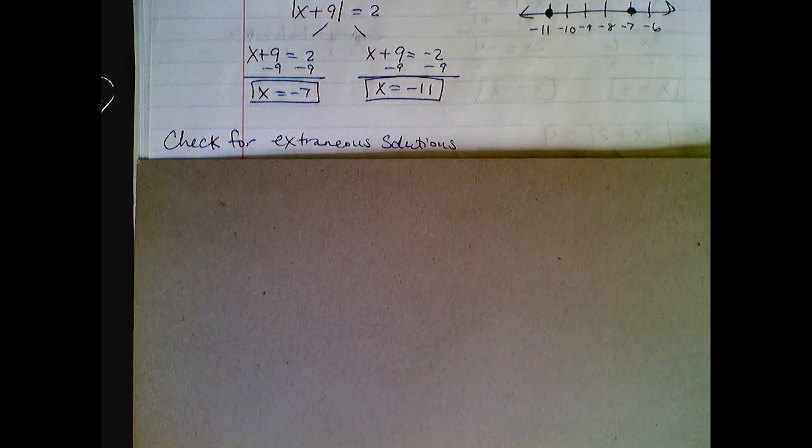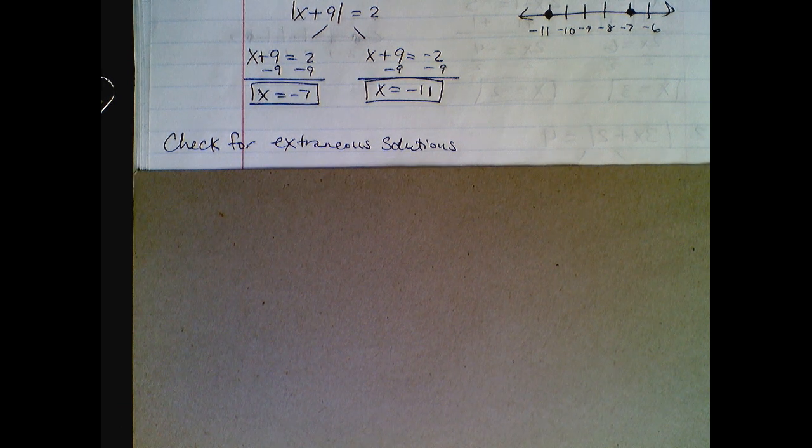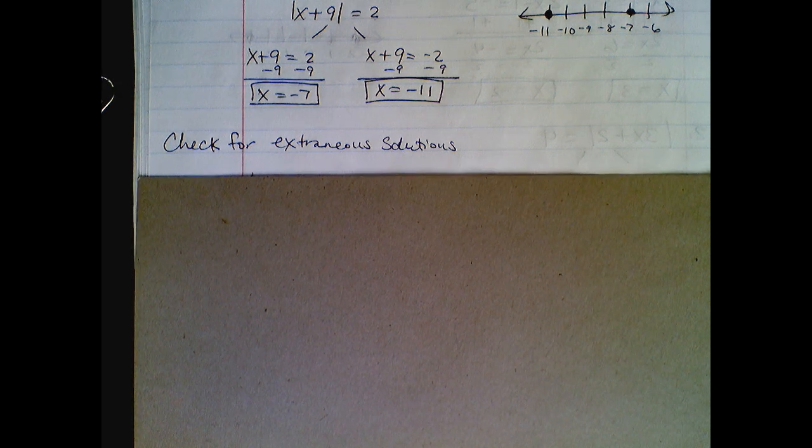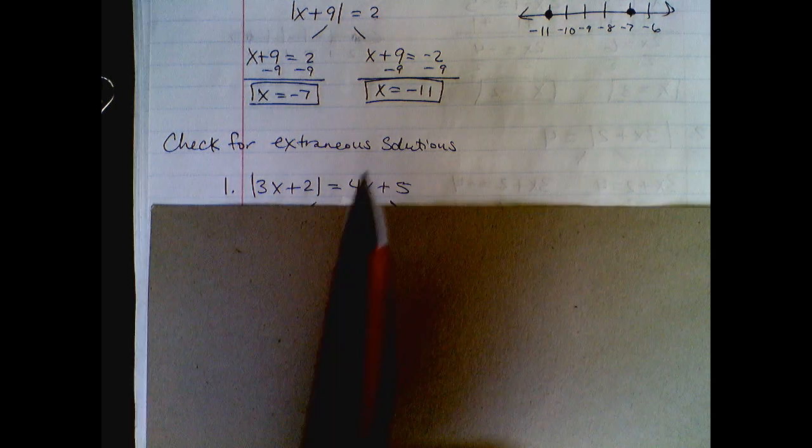Alrighty, this next part, it says check for extraneous solutions. What that means, extraneous is an extra answer. So even though all my work shows that maybe these two numbers should work out, when I plug them back in, extraneous might mean that one of them does not work. So we'll want to check our answers on these next few problems. So for this first one, I have the absolute value of 3x plus 2 equals 4x plus 5. So I look over here.